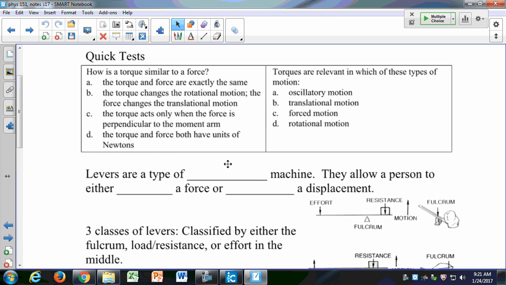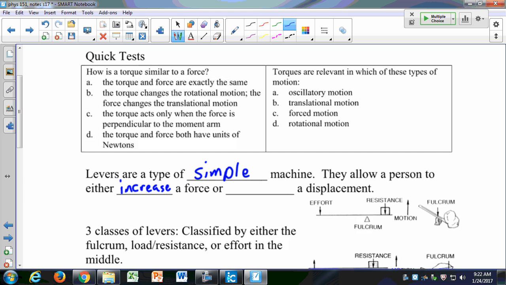All right, let's look at levers. We're going to do a little activity. Look at levers also in the human body. Levers are a type of simple machine. You probably talked about this in high school or whatever. They allow a person to either increase a force, so take an input force and make it bigger, or increase a displacement.